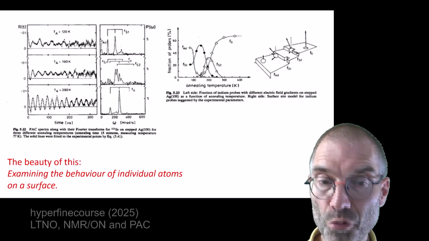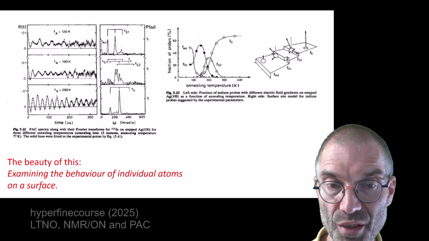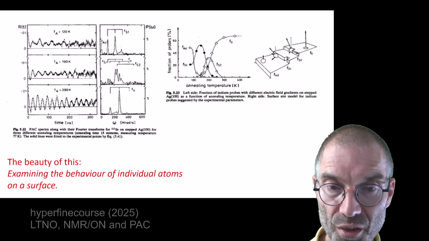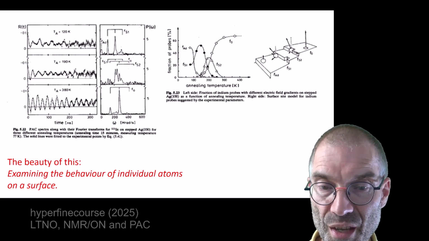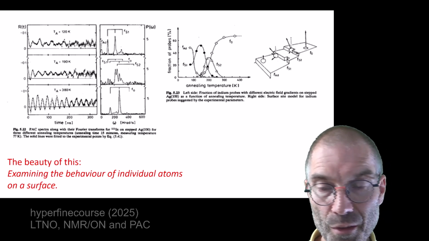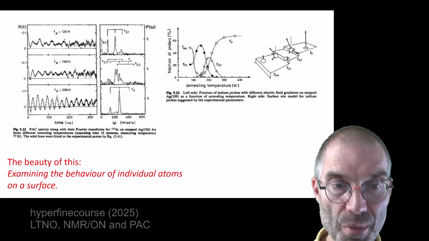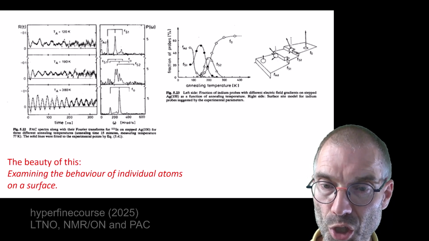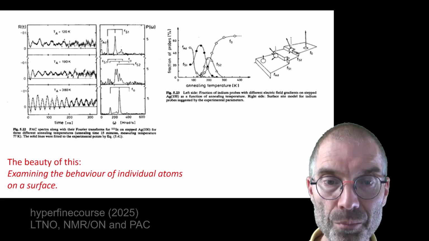It takes a lot of experiments in very controlled circumstances, here with very controlled annealing temperatures. But if you go through the trouble of doing all these experiments, you can deduce from that how individual atoms behave on a metallic surface as a function of temperature. And that is something very powerful.